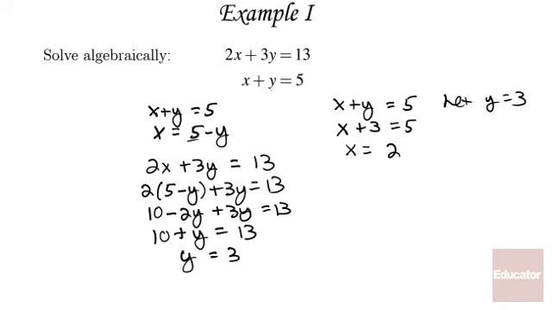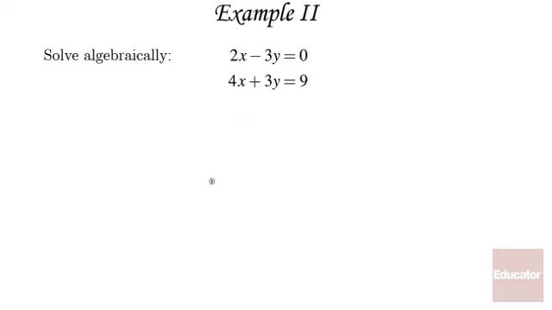Okay, so again, solving by substitution because you had a situation where you had a variable, or actually two variables, with a coefficient of 1. So that's the easiest method to use. Okay, here I'm solving this system of equations algebraically, and I don't have any variables with a coefficient of 1, so I'm not going to use substitution.